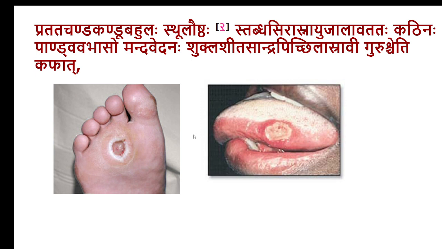Then Kapaja Vrana: Pratata, Chanda, Kandu Bahulaha, Sthulostaha, Stabda Sira Snayu Jalavatadha, Katinaha, Pandu Avabhasaha, Mandabeganaha, Shukla Shita Sandra Pichilastravi, Guru Steti Kapata. Kapaja Vrana would have relatively less intense pain, and around the area there could be numbness, stabdha, and the vascular vessels could be seen around the area. The most important is the osta: the edge of the wound tends to be raised, or there would be hyperkeratosis. The scar formation would not occur completely, and katinaha, hardness: the area would be hard, and it may look pale. Mandavedana, then Shukla Sandra Pichilastravi, there will be whitish colored pus.